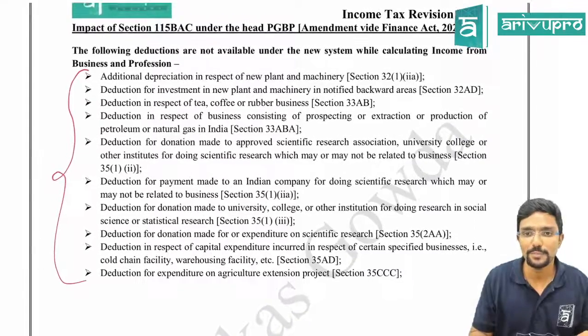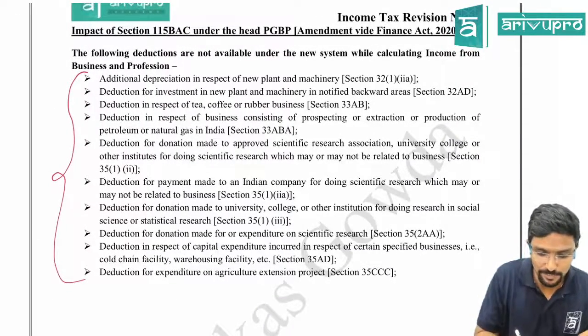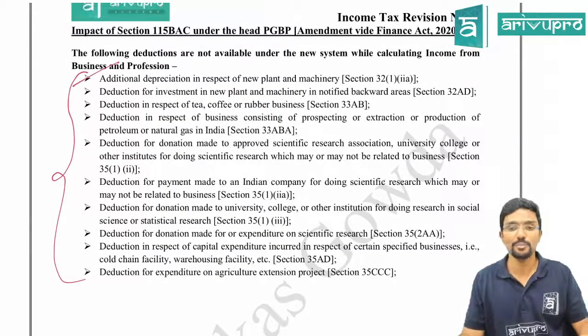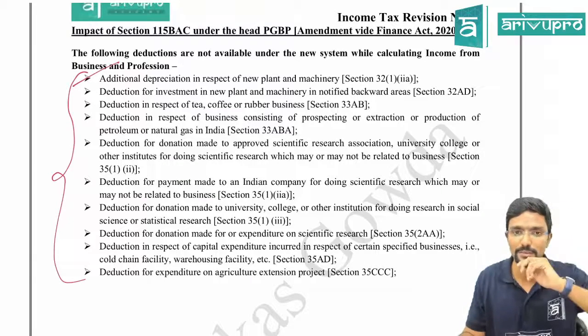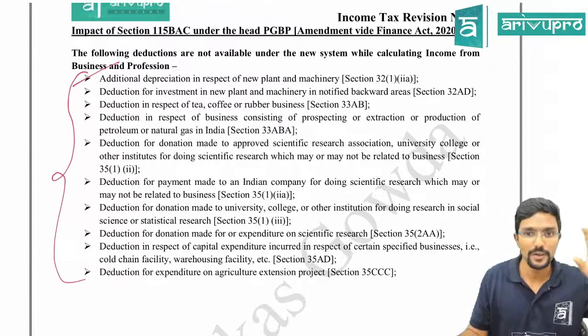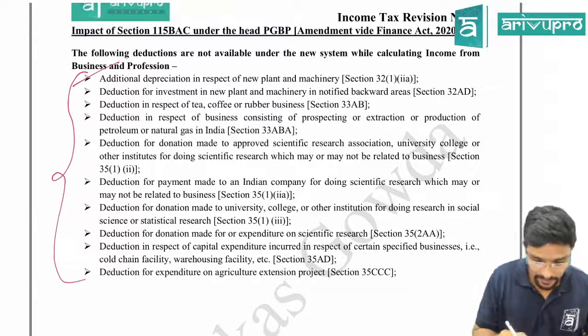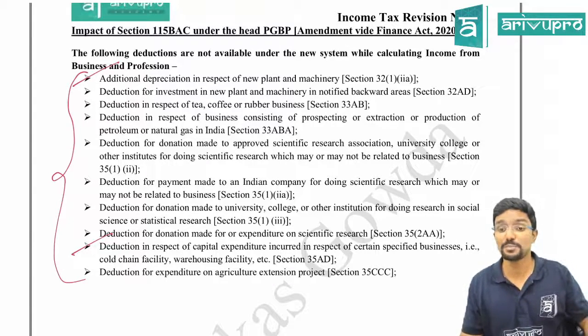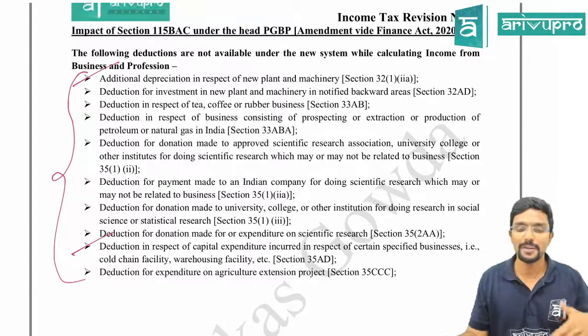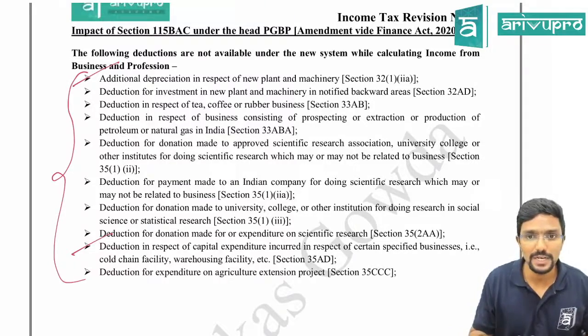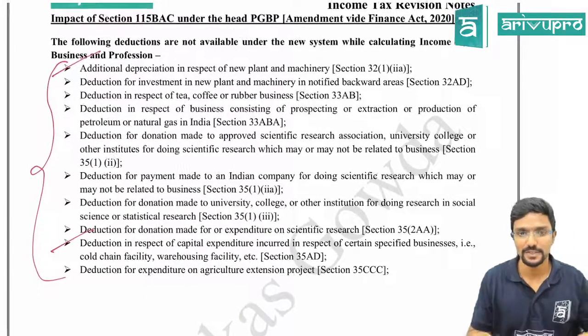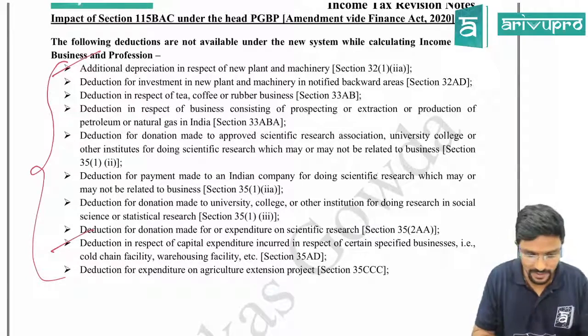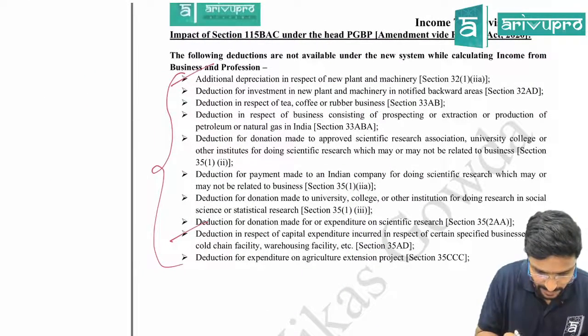Some of the important points here are that additional depreciation of 20% for new plant and machinery is not allowed under the new scheme. Okay. Then next important thing, 35AD is also important. That is specified business. Okay. Capital expenditure is not allowed. Then comes scientific research. See, what scientific research is covered here, I will just mark it in black.